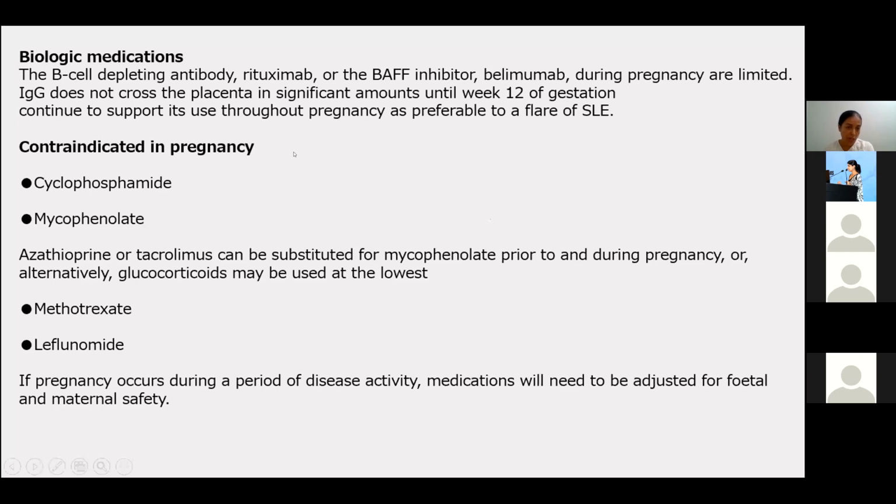So these are the contraindicated drugs in pregnancy: cyclophosphamide, mycophenolate. If the patient is on mycophenolate, it can be substituted by azathioprine, or in renal cases by tacrolimus, prior to pregnancy. And steroids may be used at the lowest possible dose. Methotrexate and leflunomide we don't usually use for SLE per se, but sometimes we use them if there are predominant joint symptoms. So those are also contraindicated in pregnancy.